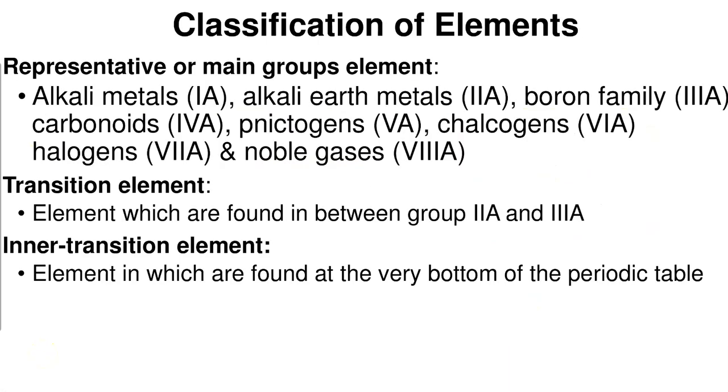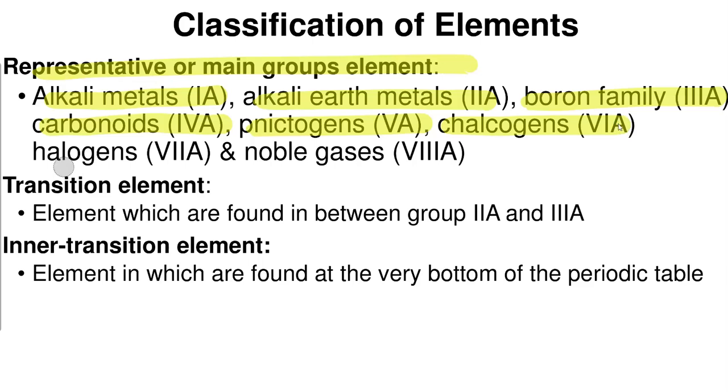So let's look at those classifications. Classification of elements: classifying elements as representative or main group elements. Like I said earlier, those represent the main group elements. Now, this is further classified or categorized into the following. Elements in group 1A are called the alkali metals. Group 2A are called the alkaline earth metals. Group 3A is the boron family. Group 4A is the carbonoid family, which is the carbon family. Group 5A is the nitrogen family. Group 6A are the chalcogens, Group 7A are the halogens, and Group 8A are the noble gases.